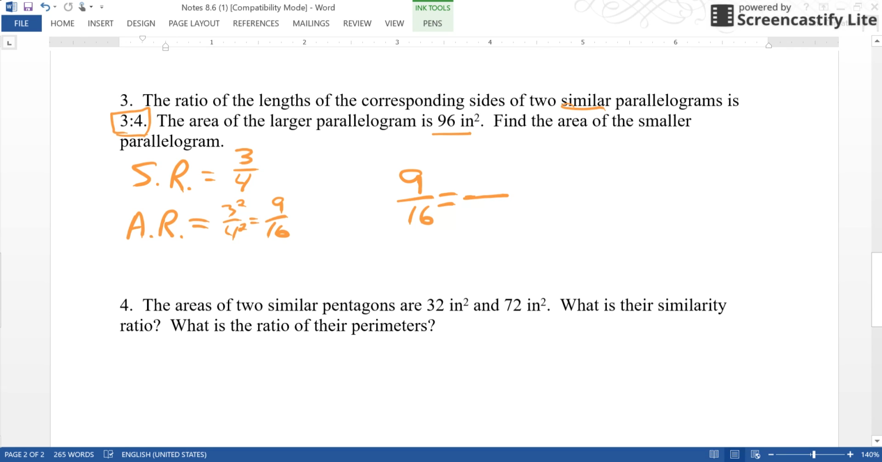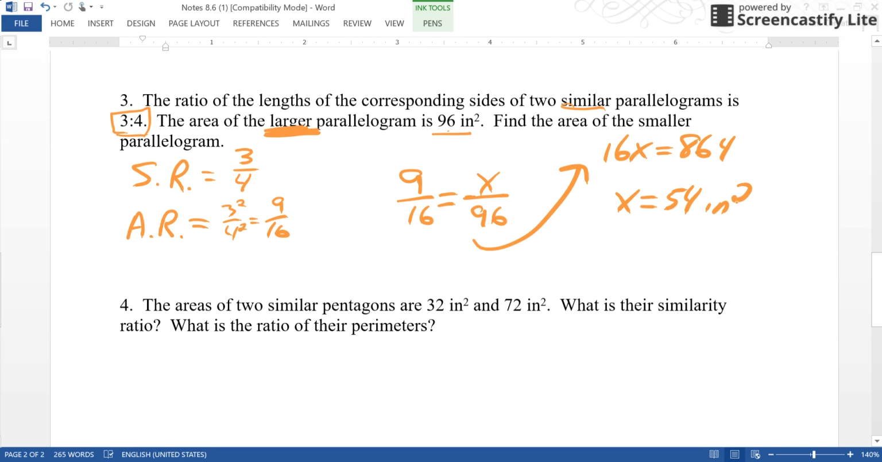That's the area ratio. So if I say 9 over 16 equals, okay, they gave me 96, and that's for the larger one. Well, the larger one is on the bottom, so that's 96, and I'm looking for the area of the smaller one. So I put that X on top, okay? And go right up here. You get 16X equals 9 times 96, 864, divided by 16. I get 54 inches squared, okay? That's less than 96. It's a smaller one, so that makes sense, okay?